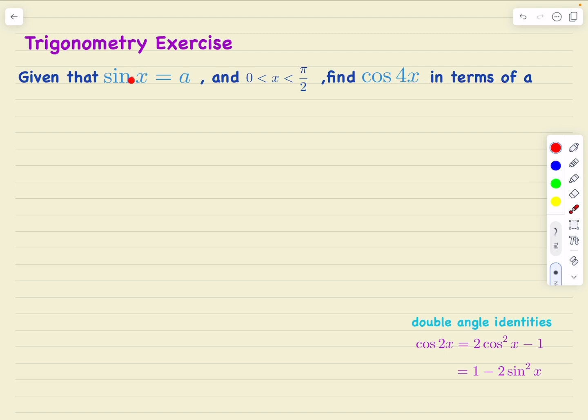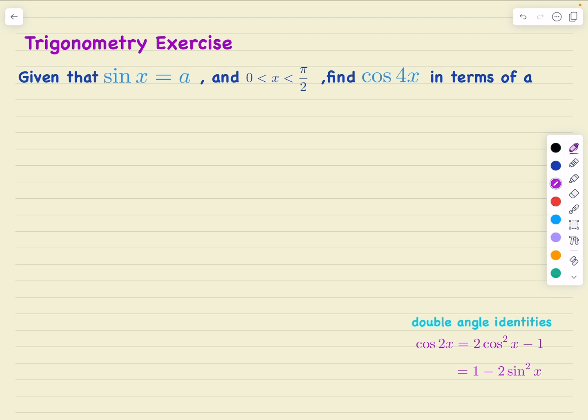Here, since we have angle x but we need to find 4x, it means we need to use the double angle identity. Here we have the double angle identities for cosine. And as you see here, we have cosine of 2x, but here we have 4x, which means we have to apply the double angle identity twice. Once to move from x to 2x, then from 2x to 4x.